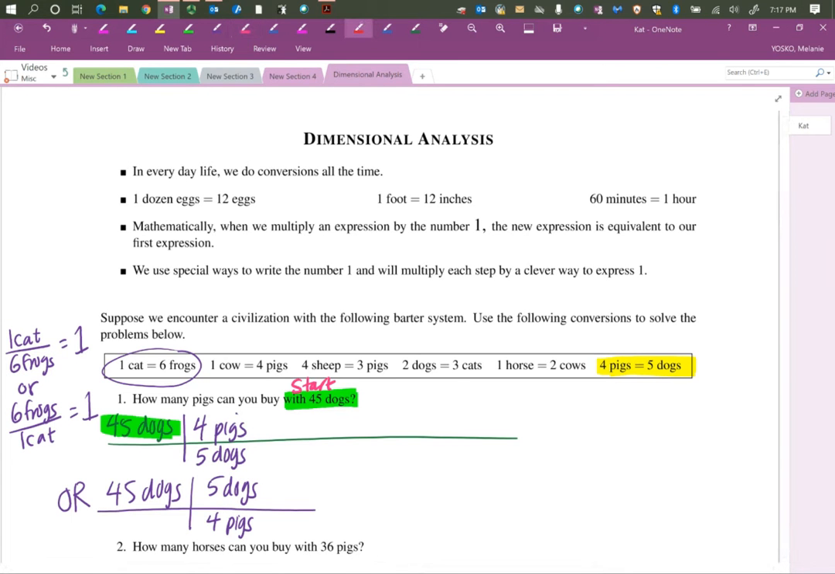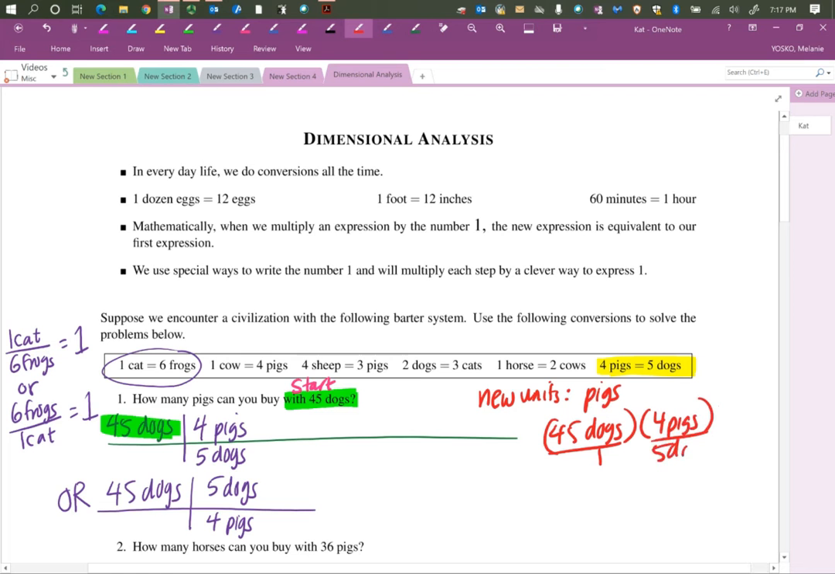Well, we want to eventually get new units, and we want that to be pigs. So think about if you have 45 dogs over 1, and you multiply by 4 pigs over 5 dogs. This is a different way of writing it with parentheses.